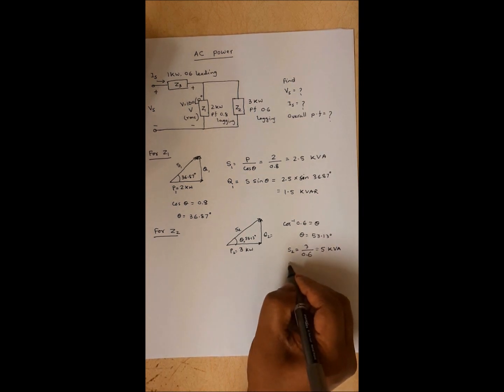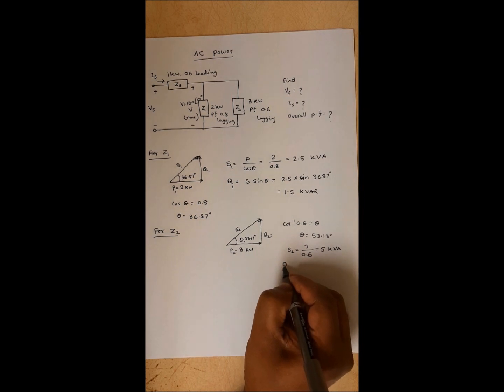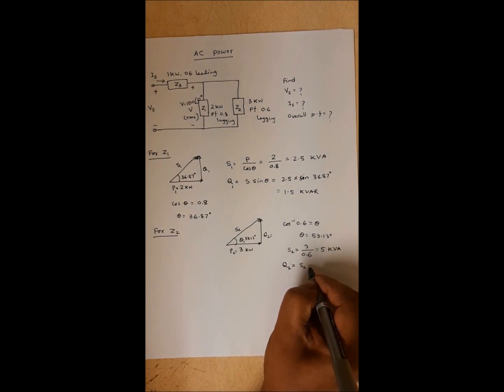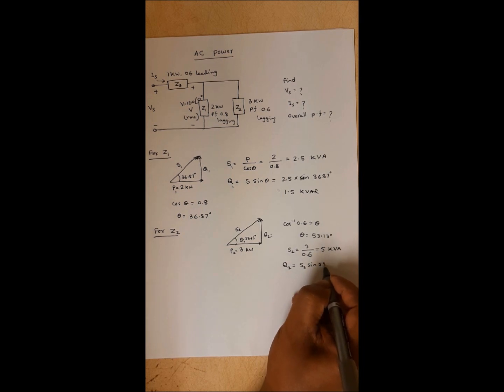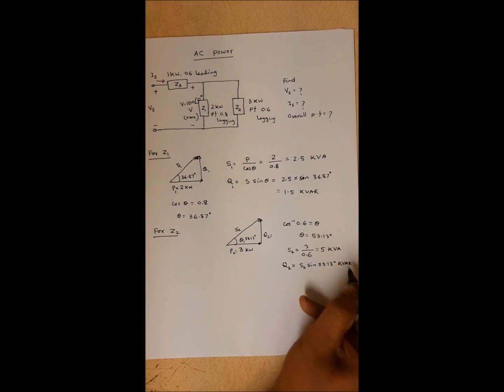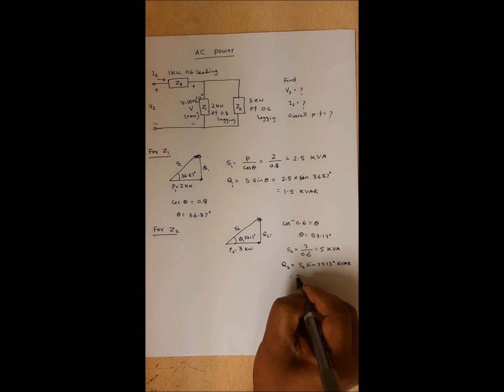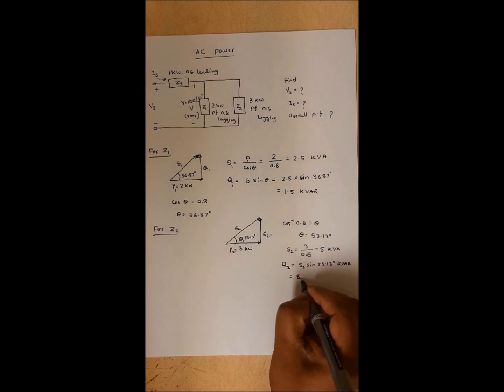kVA. And Q2, I would like to show you Q2. However, we don't need all of this information. This will be S2 sine 53.13 kVAR. So that becomes 5 times 0.8, so 4.